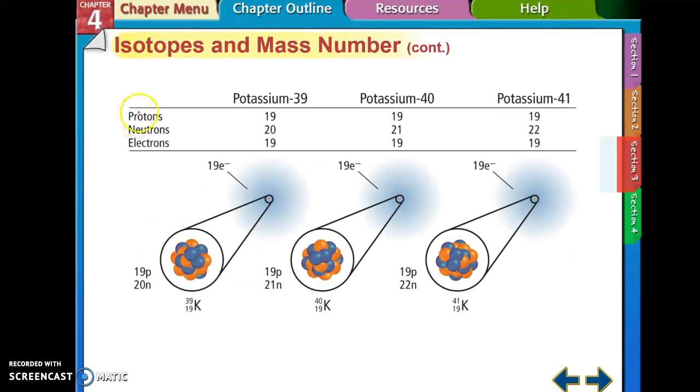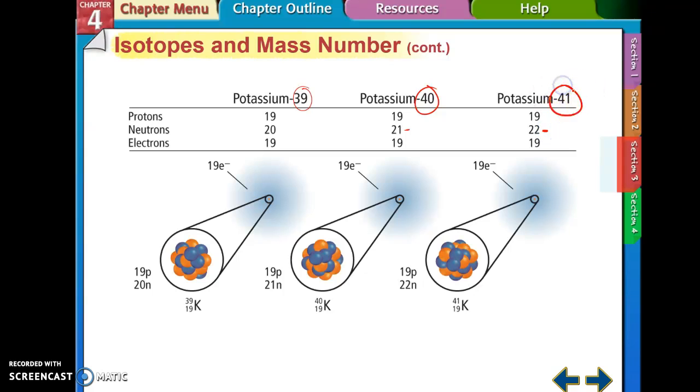So, my protons plus my neutrons right here, 19 plus 20 equals 39. That's why that atom is called potassium-39. If I've got potassium-40, there's still 19 protons, but my number of neutrons has changed right there. That's why it's 40. If I've got potassium-41, I still have 19 protons. Now I have 22 neutrons.